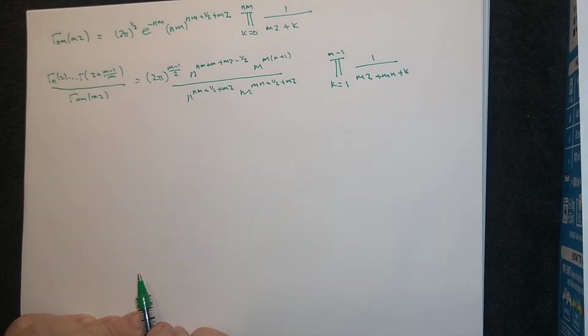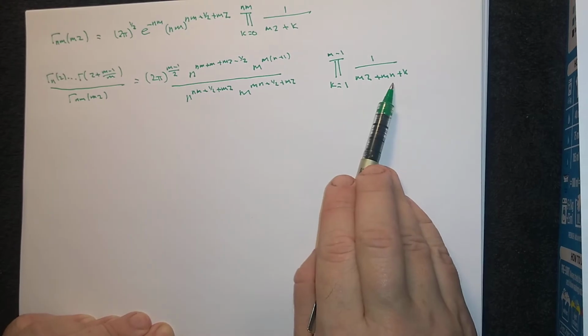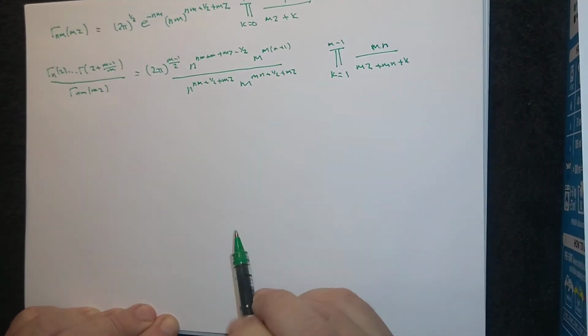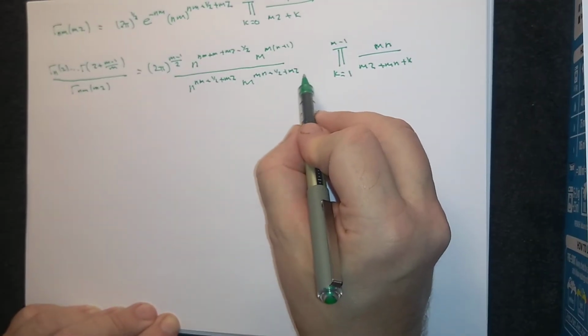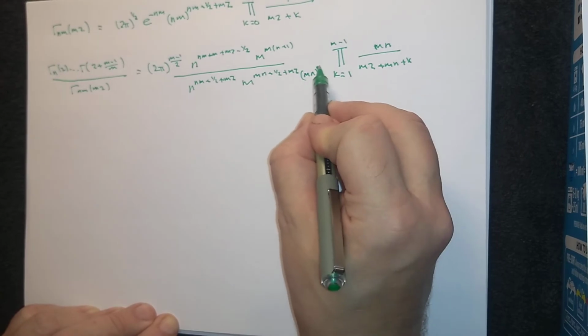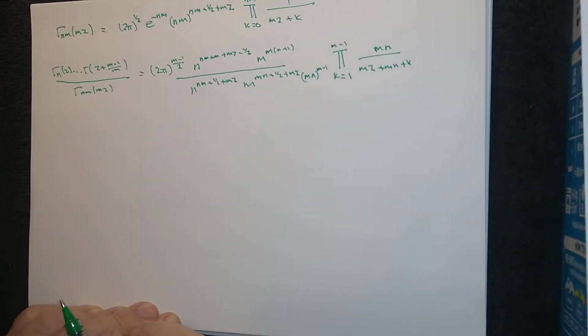We're looking at the limit as little n goes to infinity. It'd be convenient to have an mn here, and if I do that, I have mn to the n minus 1 down here to cancel that off.